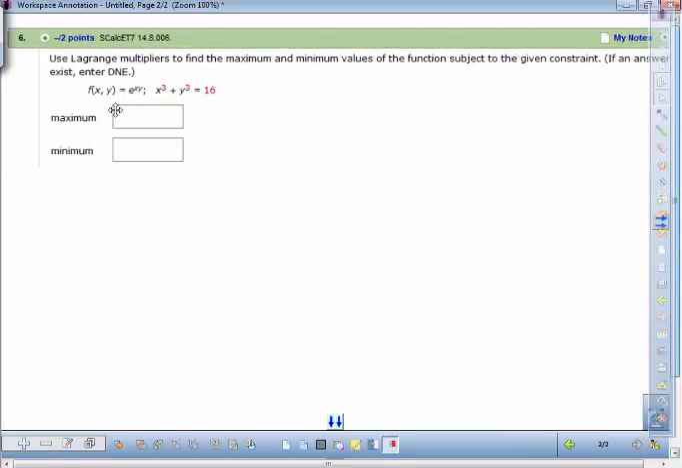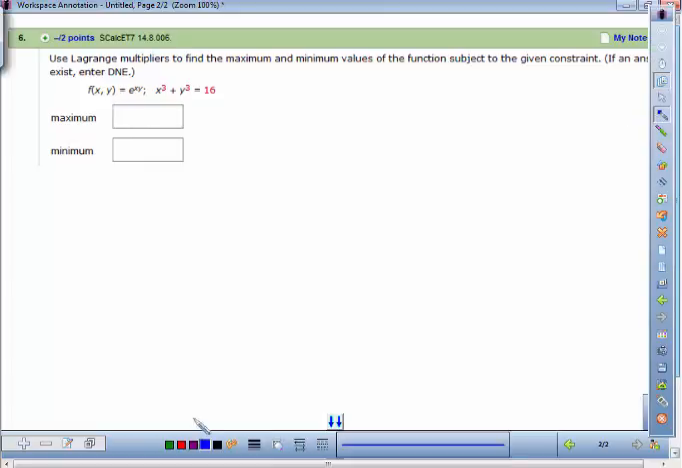So the function that we're trying to maximize or finding extreme values for is e to the xy, and then we have a constraint of x cubed plus y cubed. All right, so the first couple steps are easy enough. We find the gradient of f, which is e to the xy times the derivative of xy with respect to x, which is y.